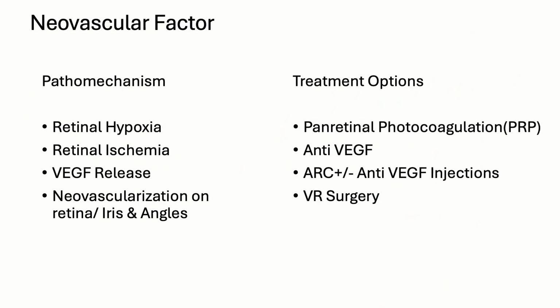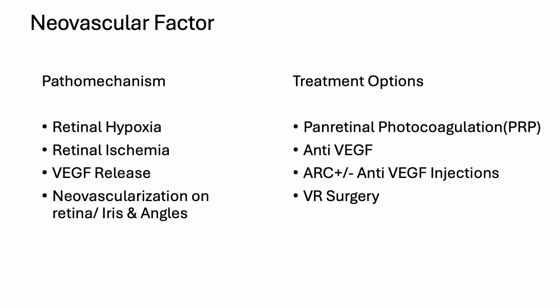So, neovascularization: the inciting factors are the hypoxia, which leads to ischemia, which leads to the VEGF release, and finally the neovascularization, which can occur on the retina, the iris, or in the angle. These are the three structures you need to remember. For a postgraduate, the treatment options for neovascularization are only four: laser, injection, cryo, and surgery.